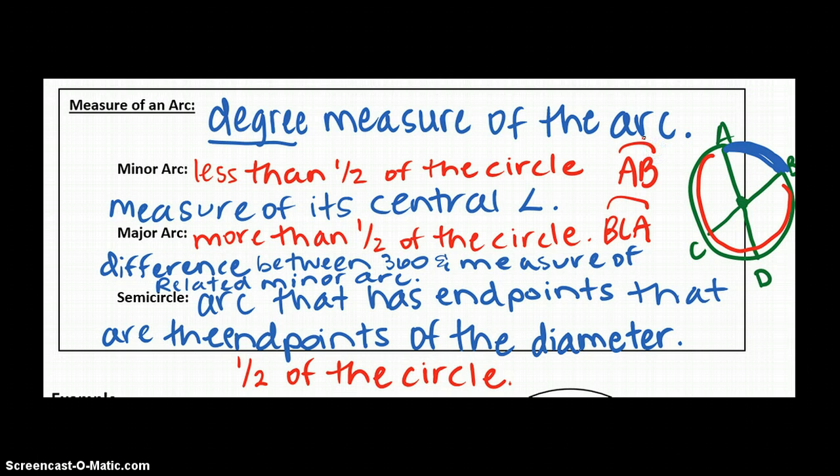A semicircle in this circle could be any point that is one end of a diameter, so for example B, to the other end of the diameter. So you could go one of two directions. I'm going to go across the top. So BAC would be an example of a semicircle.